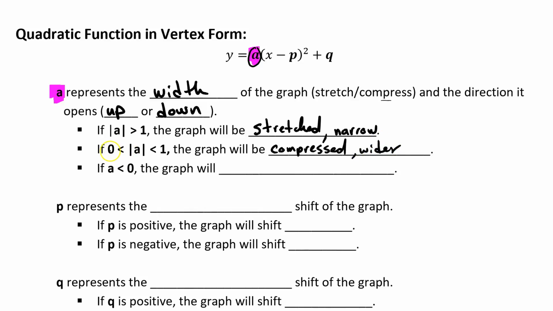So that means if a value of like 0.25 is A, or if we have a value of 1/2 as our A, that means it's going to be compressed or wider. And if A is less than 0, then the graph will be reflected in the x-axis, which means that it opens down.